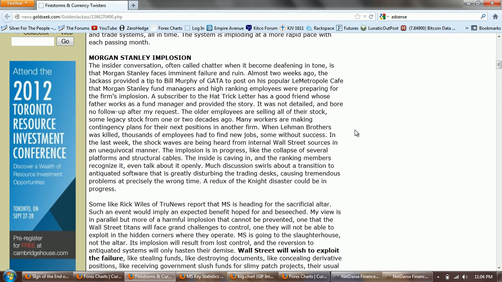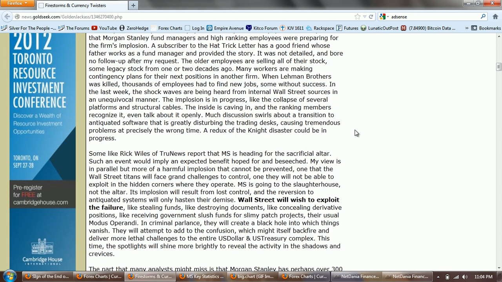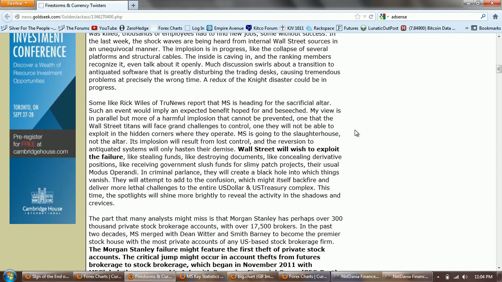Much discussion swirls about a transition to antiquated software that is greatly disturbing the trading desks, causing tremendous problems at precisely the wrong time. A redux of Knight disaster could be in progress. Some, like Rick Wiles of True News, report that Morgan Stanley is heading for the sacrificial altar. Such an event would imply an unexpected benefit hoped for and beseeched.